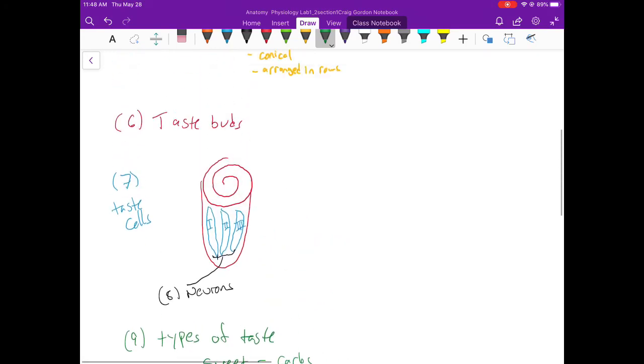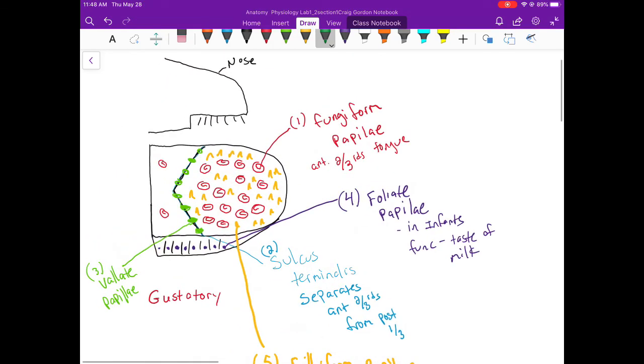All right, so I went through all the different parts of the tongue. Tomorrow you will have a worksheet to fill out, basically labeling the tongue.